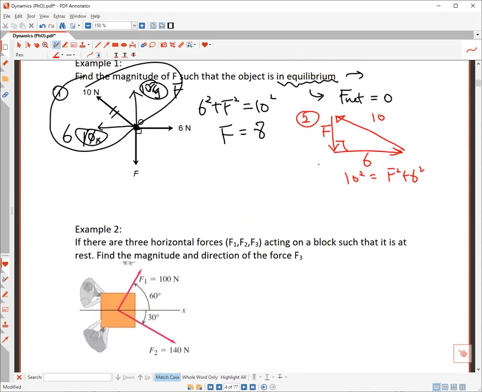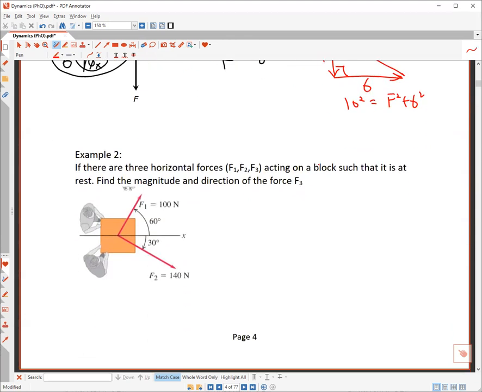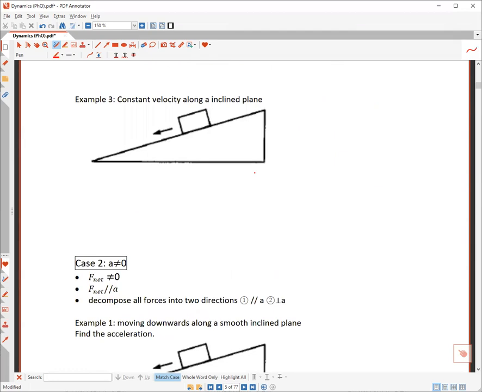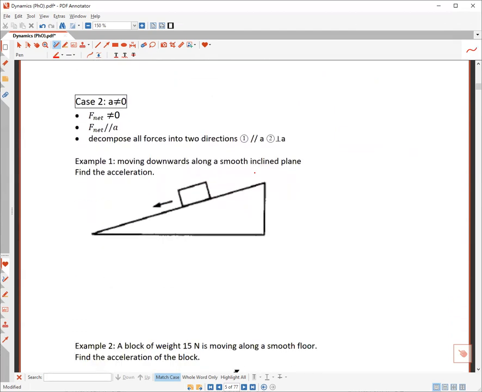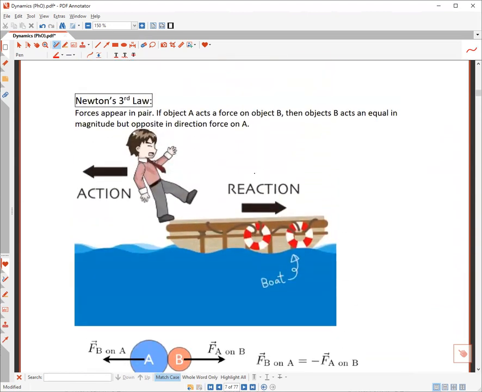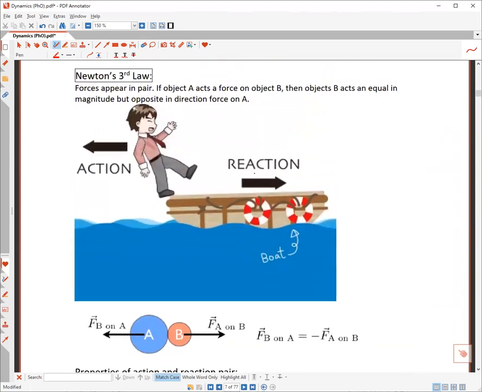Okay. Then we skip example 2. And example 3, we'll go through it later on. Then let's go have a look at Newton's third law. Now this is the law, I think you have learned it in junior form science, maybe. So we have another name for it. This is called the law of action and reaction pair.